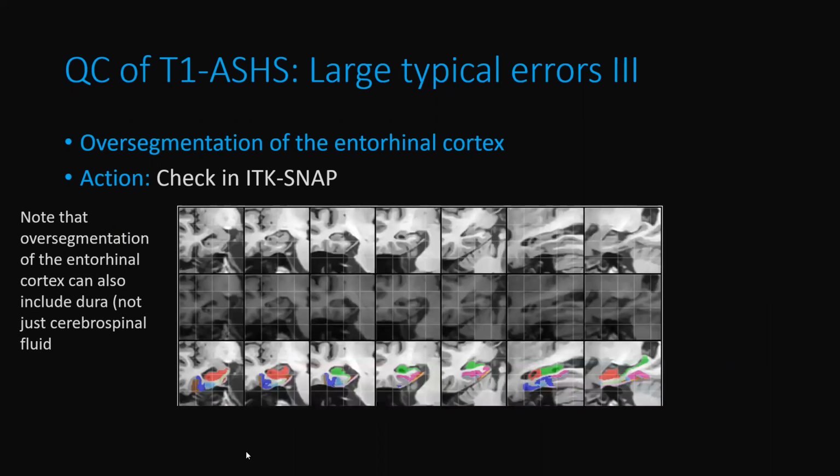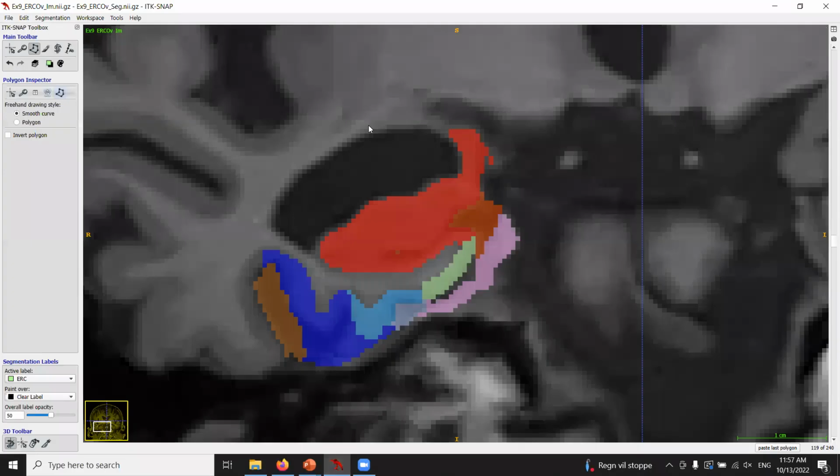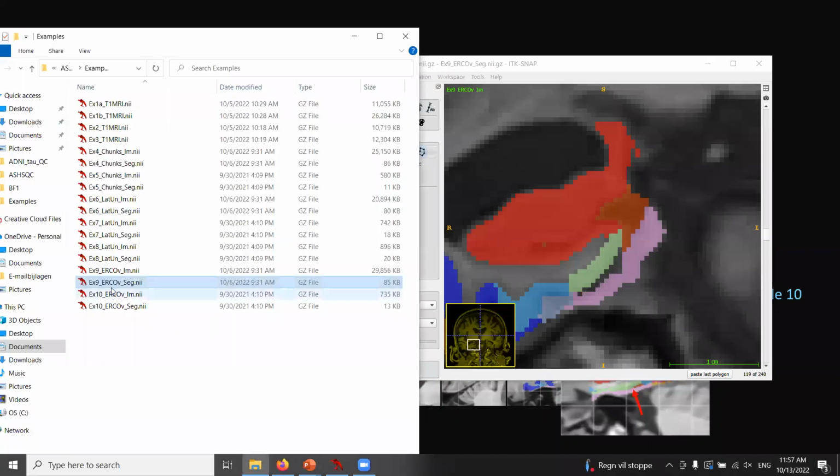And here I show another example where I don't really see an issue in the coronal slices, but in the sagittal plane, I see a long line of cerebrospinal fluid, but that's not really reflected in the brown segmentation of the cerebrospinal fluid. So here I would want to just check, just to be sure that this is okay.